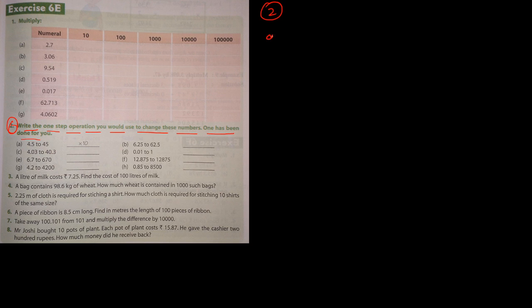So question A is 4.5 to 45. The question is asking what you have to multiply 4.5 by to get 45. So you have to multiply by 10, because 4.5 multiplied by 10 is equal to 45. So your answer is multiply by 10. So you will write multiply by 10 here.